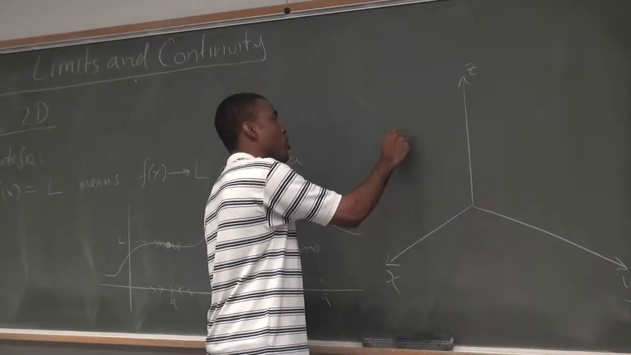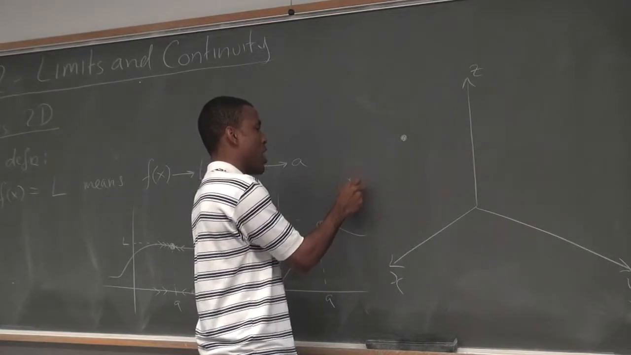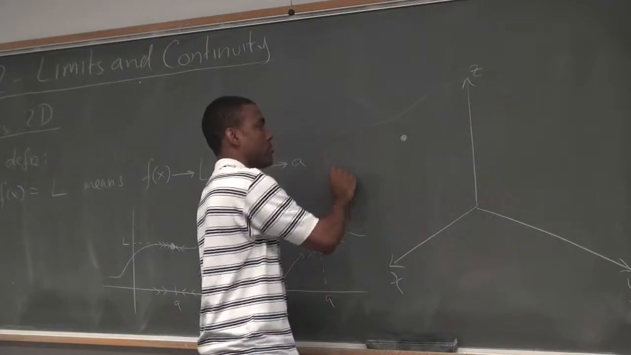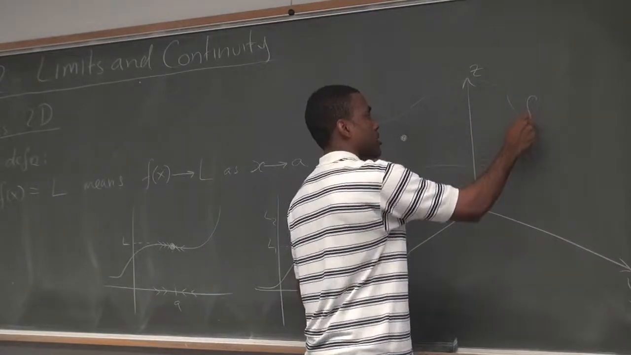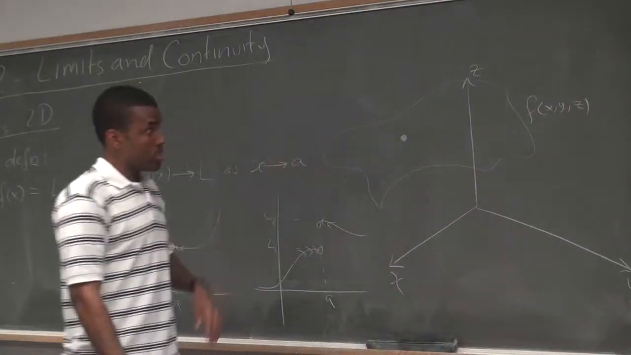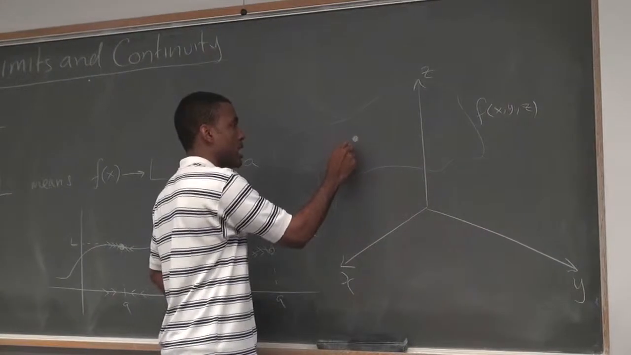You have this point, and you want to know the limit as (x, y, z) approaches it. All right, so you have some function. I'm just trying to explain the concept. I'll write down some formal definitions, well, some not so formal definitions later. Right, so there's this point A.